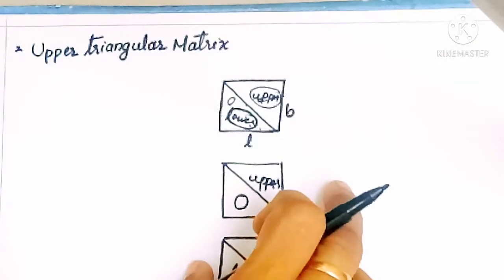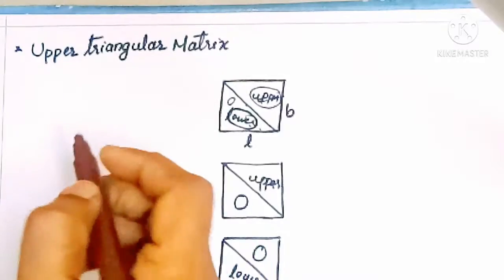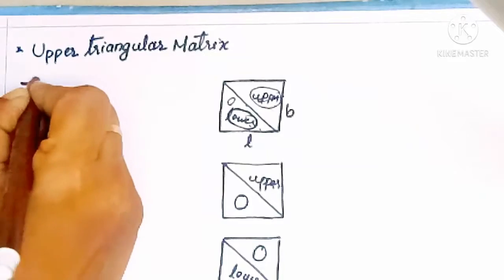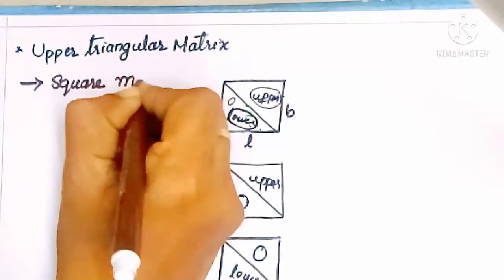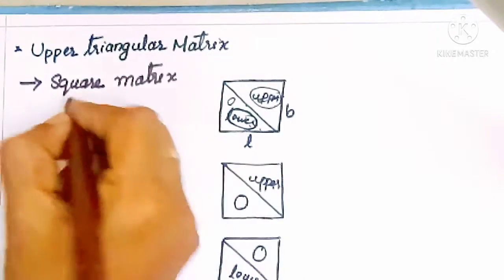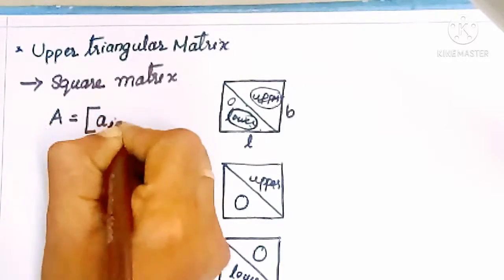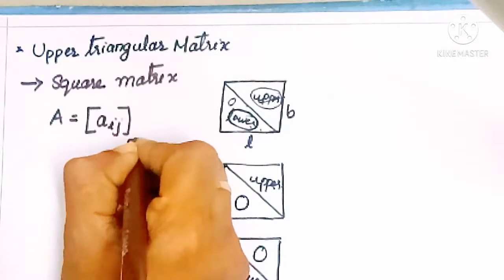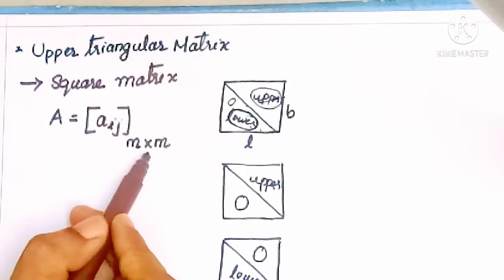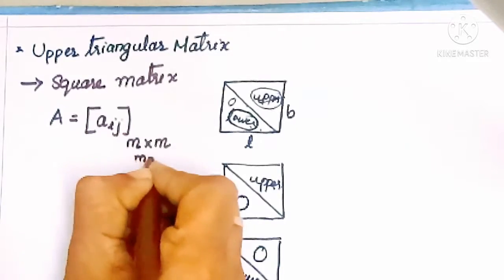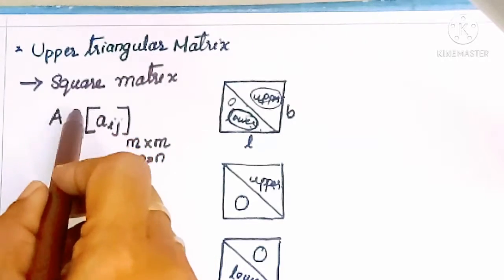Using this concept, we can easily understand what is meant by an upper triangular matrix. An upper triangular matrix is applicable only for a square matrix. How can we write a square matrix? We can write A is equal to square bracket Aij. It has an equal number of rows and columns, so we can write Aij as an m cross m matrix. That means m is equal to n.